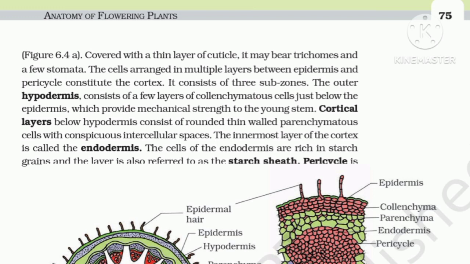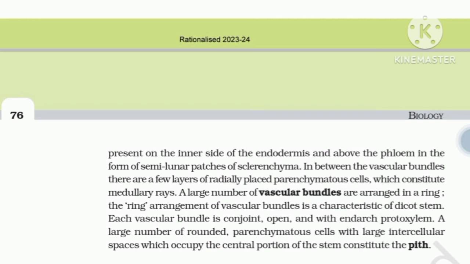The innermost layer of the cortex is called the endodermis. The cells of endodermis are rich in starch grains, and the layer is also referred to as the starch sheath. Pericycle is present on the inner side of endodermis and above the phloem in the form of semilunar patches of parenchyma. In between the vascular bundles, there are very few layers of radially placed parenchymatous cells, which constitute medullary rays.